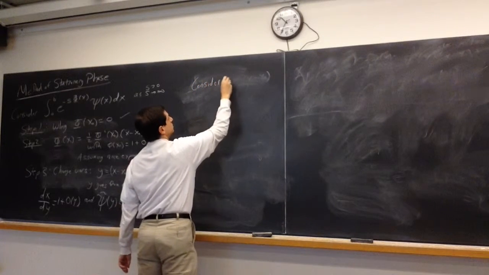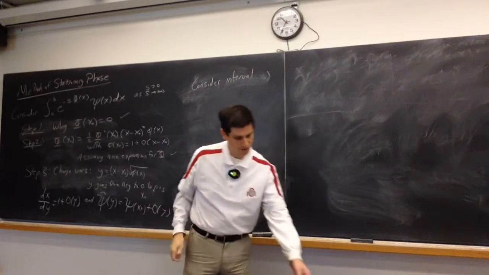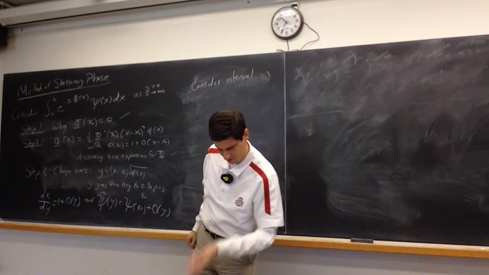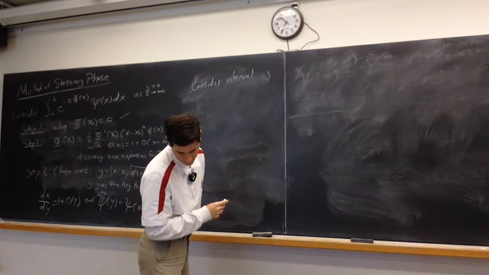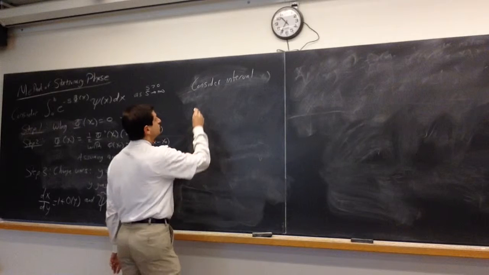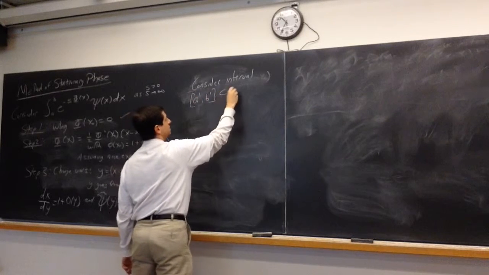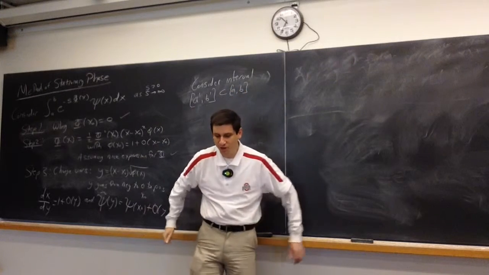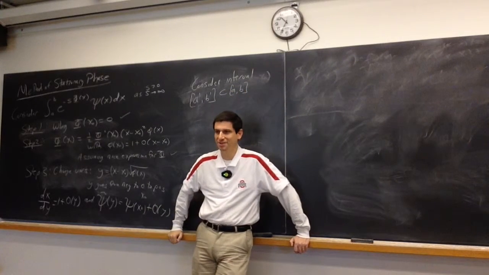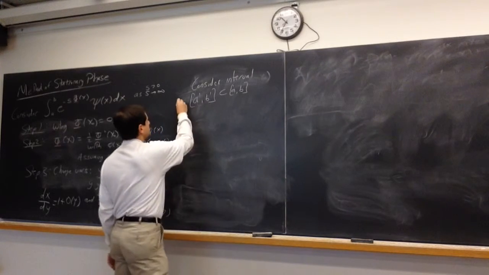Consider an interval, and I think they use primes. I would rather use alphas, but I think they want to use primes. All right. Consider an interval, a prime, b prime, contained in AB. What point do you think we want to have in the interval a prime, b prime? Yeah, it's the point where all the action is happening.